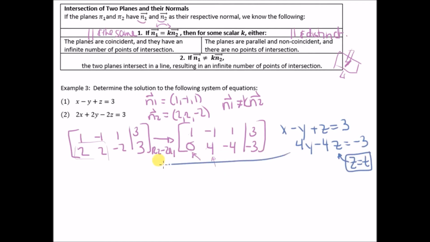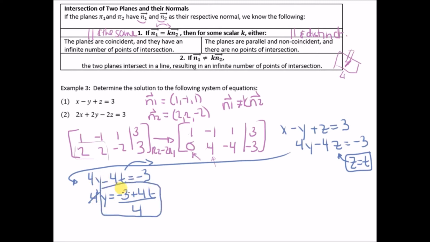Now, I'm going to bring this over. Let's sub in z equals t. So we have 4y minus 4t equals -3. And let's just isolate for y. This is going to represent the parametric equation for y, but we have to get y by itself. We get -3 plus 4t, and then we divide both sides by 4. So here is the parametric equation for y.